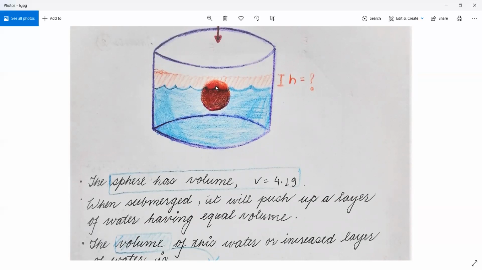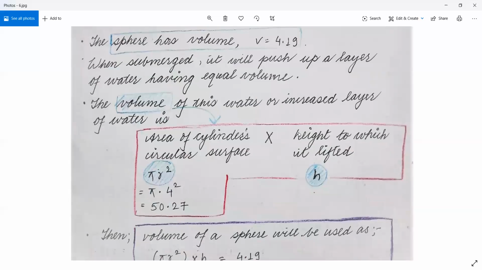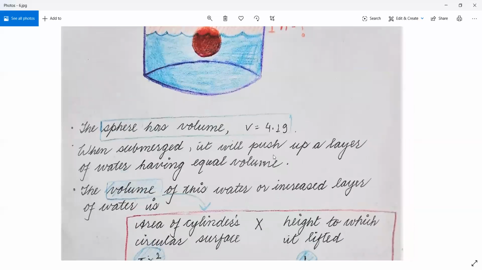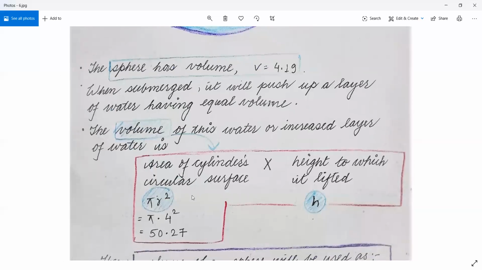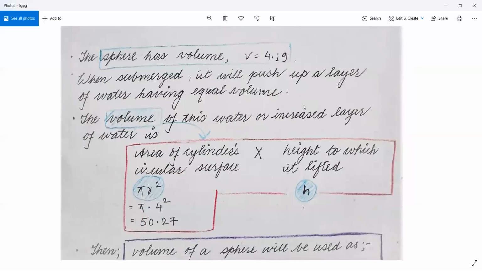and it has been shown in this colored part, the orange shaded part in the figure. So the area of the cylinder's circular surface, when you multiply it by the height to which it lifted, which I suppose is h, then the area of the cylinder's circular surface is pi r square, right? This surface is pi r square, and when you multiply it by this height, you will get the volume of the shaded part, the volume of the water that has risen above its initial level, right? So you'll get that value.